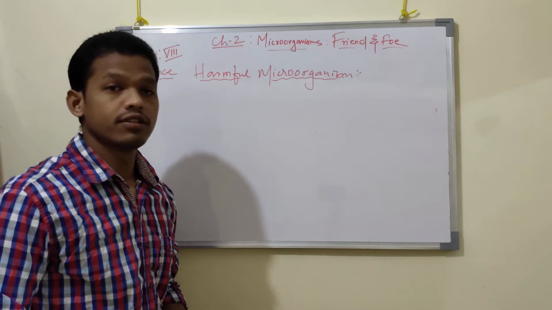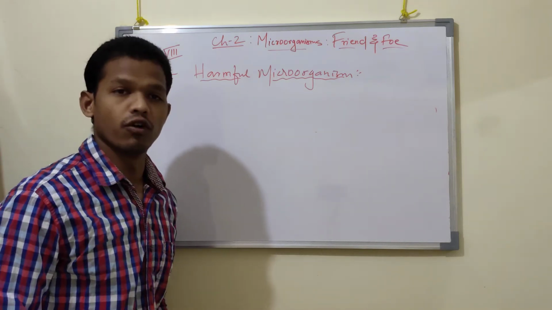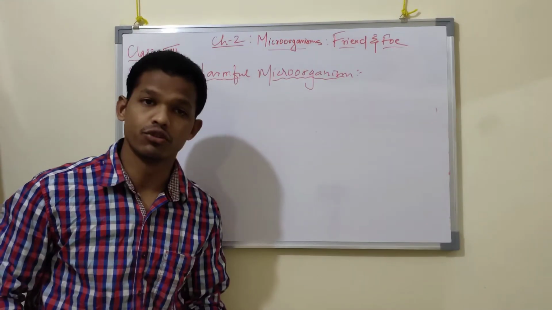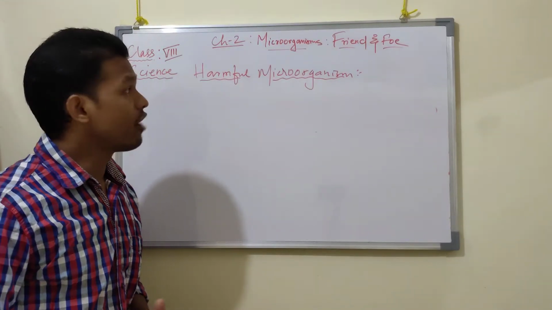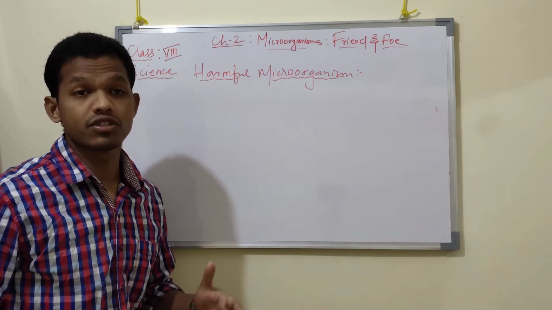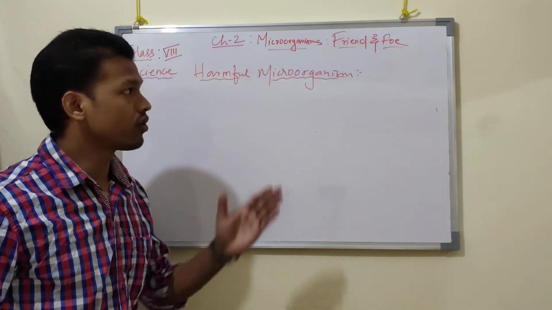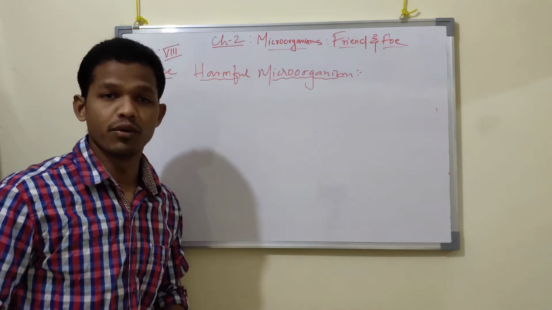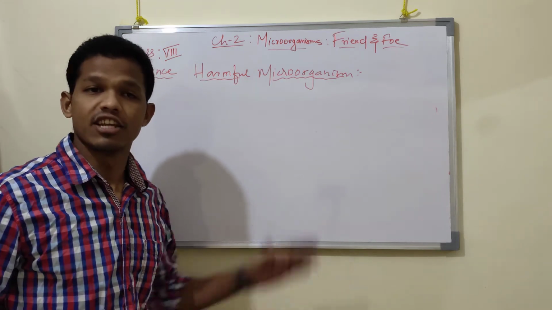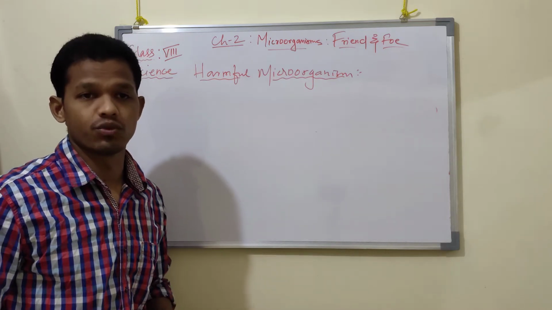Good morning, students. Today's chapter is chapter 2, Microorganisms: Friend and Foe. Already we have discussed useful microorganisms. Now we'll study the harmful microorganisms. Microorganisms that are harmful in many ways. Some of the microorganisms cause diseases in human beings, plants, and animals as well.